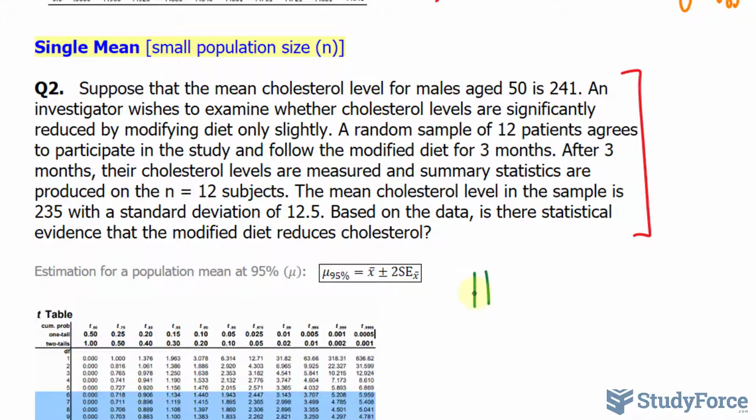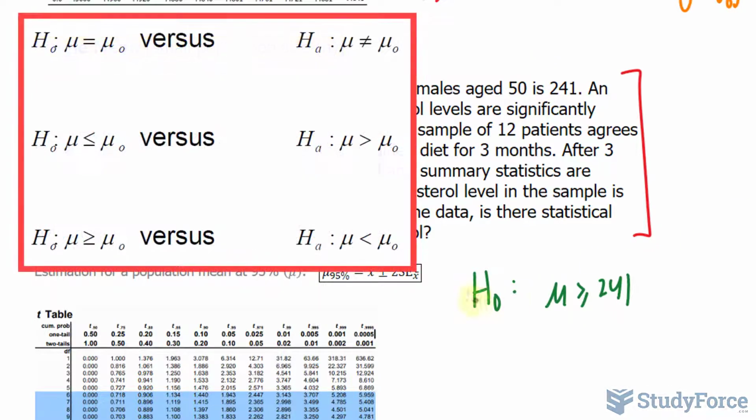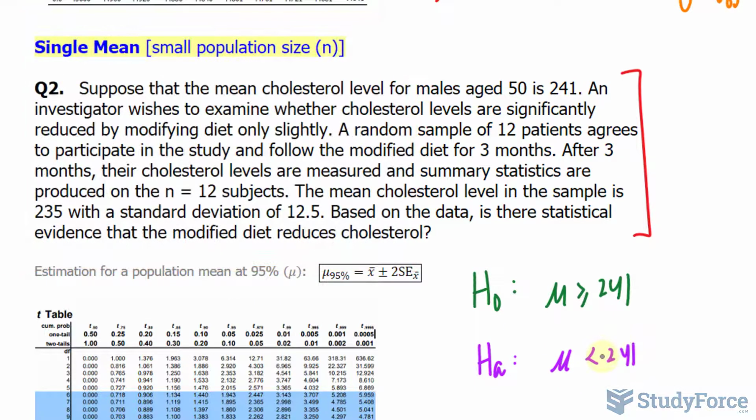We'll say that our null hypothesis will be mu is greater or equal to 241. So this is the average for the entire population, and the alternative hypothesis, which I'll denote as H sub A, has to be the opposite. And given that our alternative hypothesis is mu less than 241, we'll be using a one-tailed test as opposed to a two-tailed test that we used in the previous example, and it will be the lower tail test.